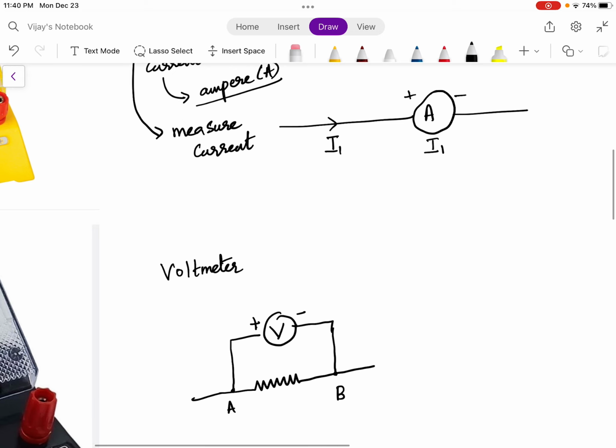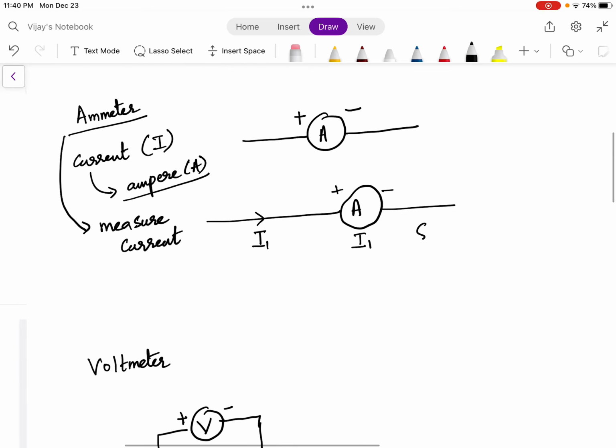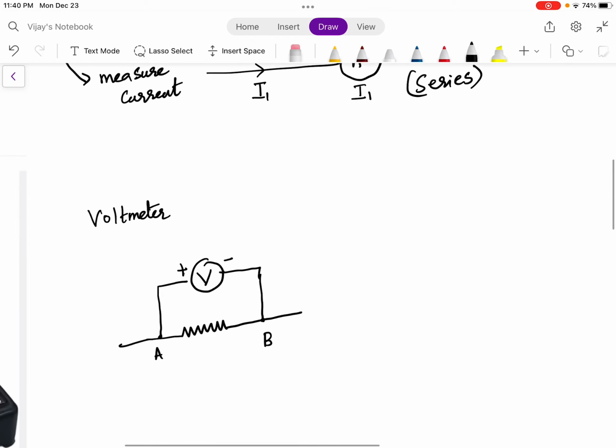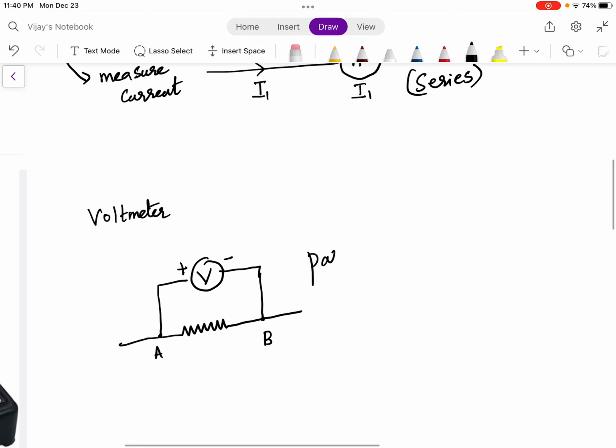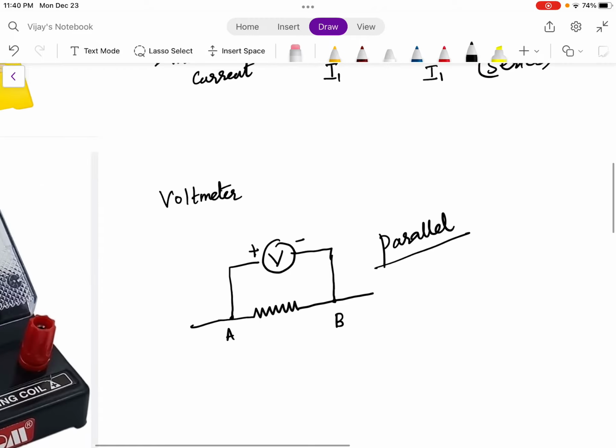So just now I have told that the ammeter is connected in series, in series to that wire where you have to measure the current. And the voltmeter is connected parallelly across 2 points where you want to measure the voltage. So the connection for the ammeter is a series connection. The connection for the voltmeter is a parallel connection.